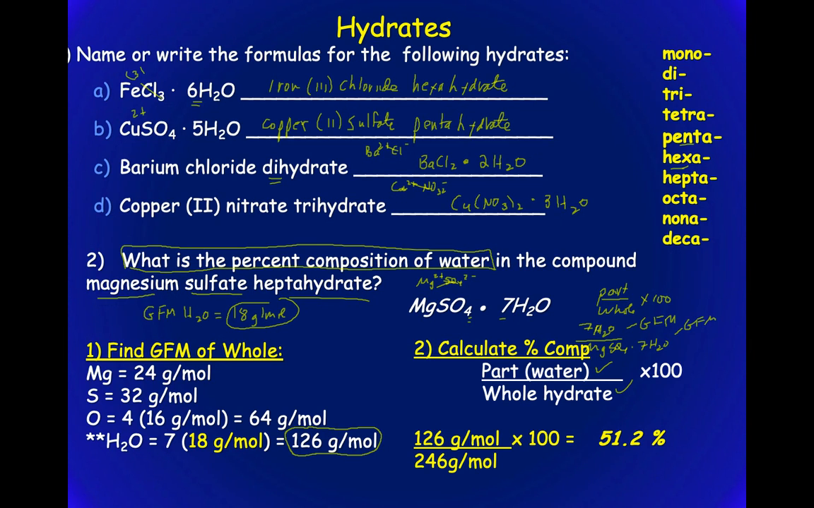All right, so we have the whole hydrate. If we add everything together, this whole thing together is going to be 246 grams per mole. So that's the total. That's the whole thing. Okay, we will put that on the bottom. And then what's nice is that if you do the chart like this, you automatically have the part that you need will go on top. So 126 divided by 246 times 100, which is now 51.2% H2O.